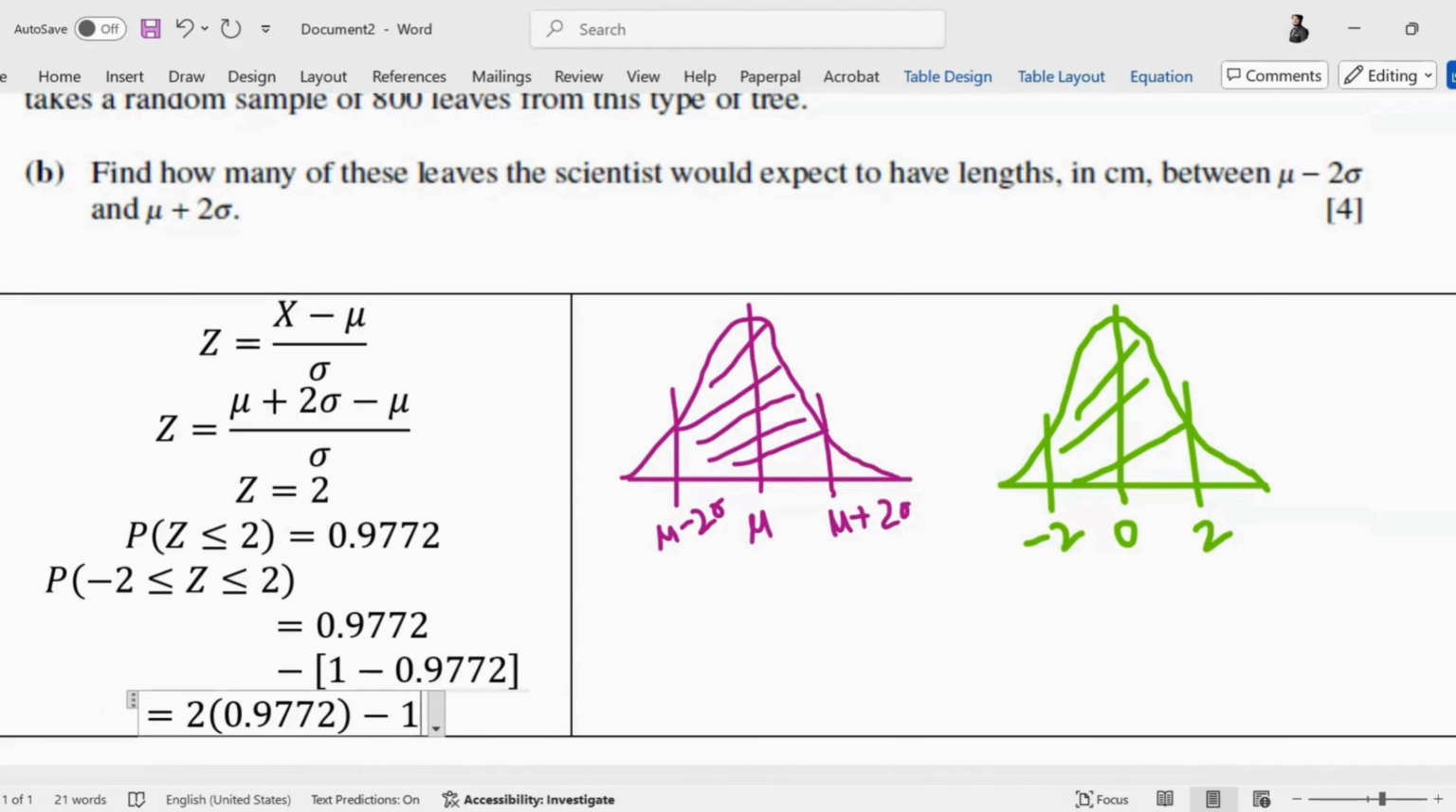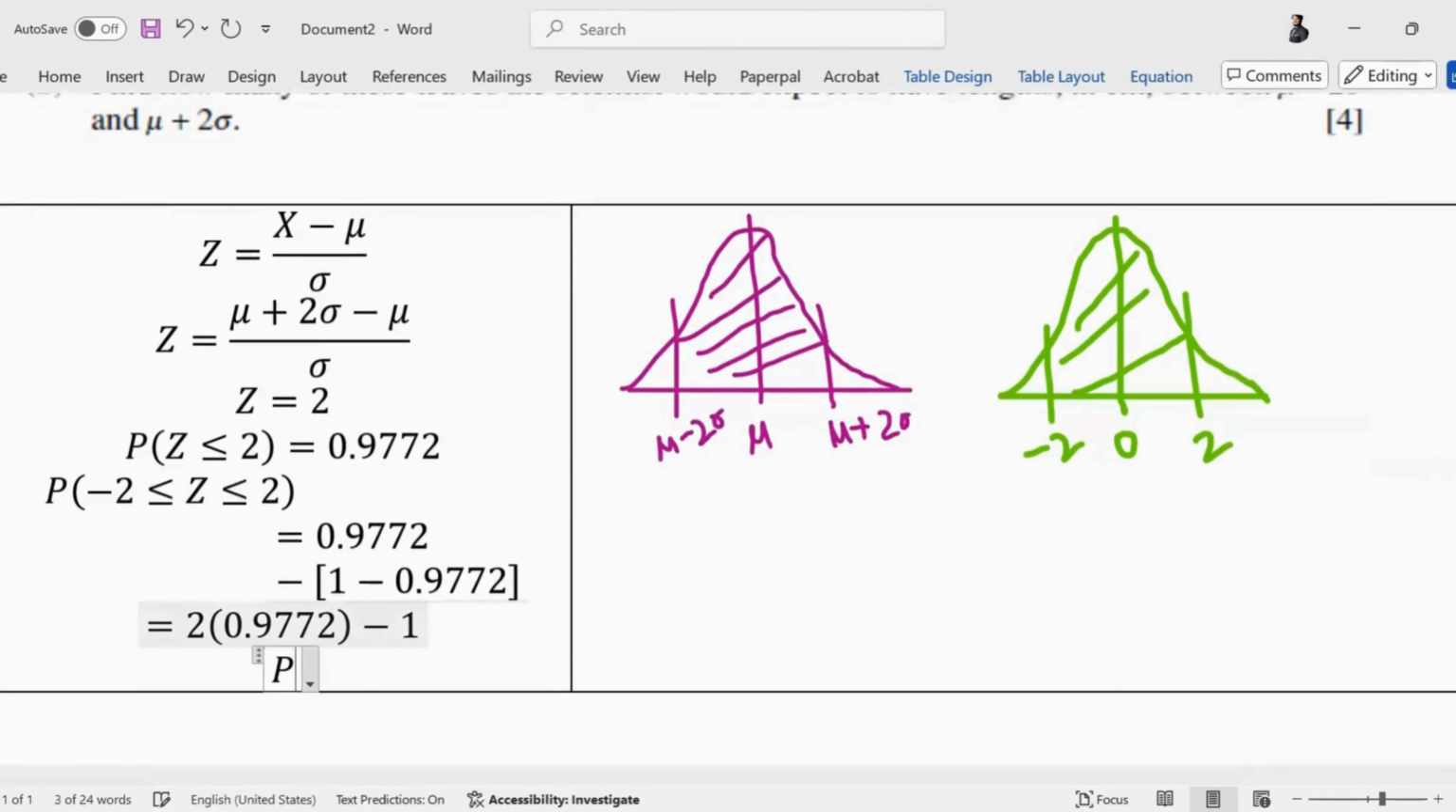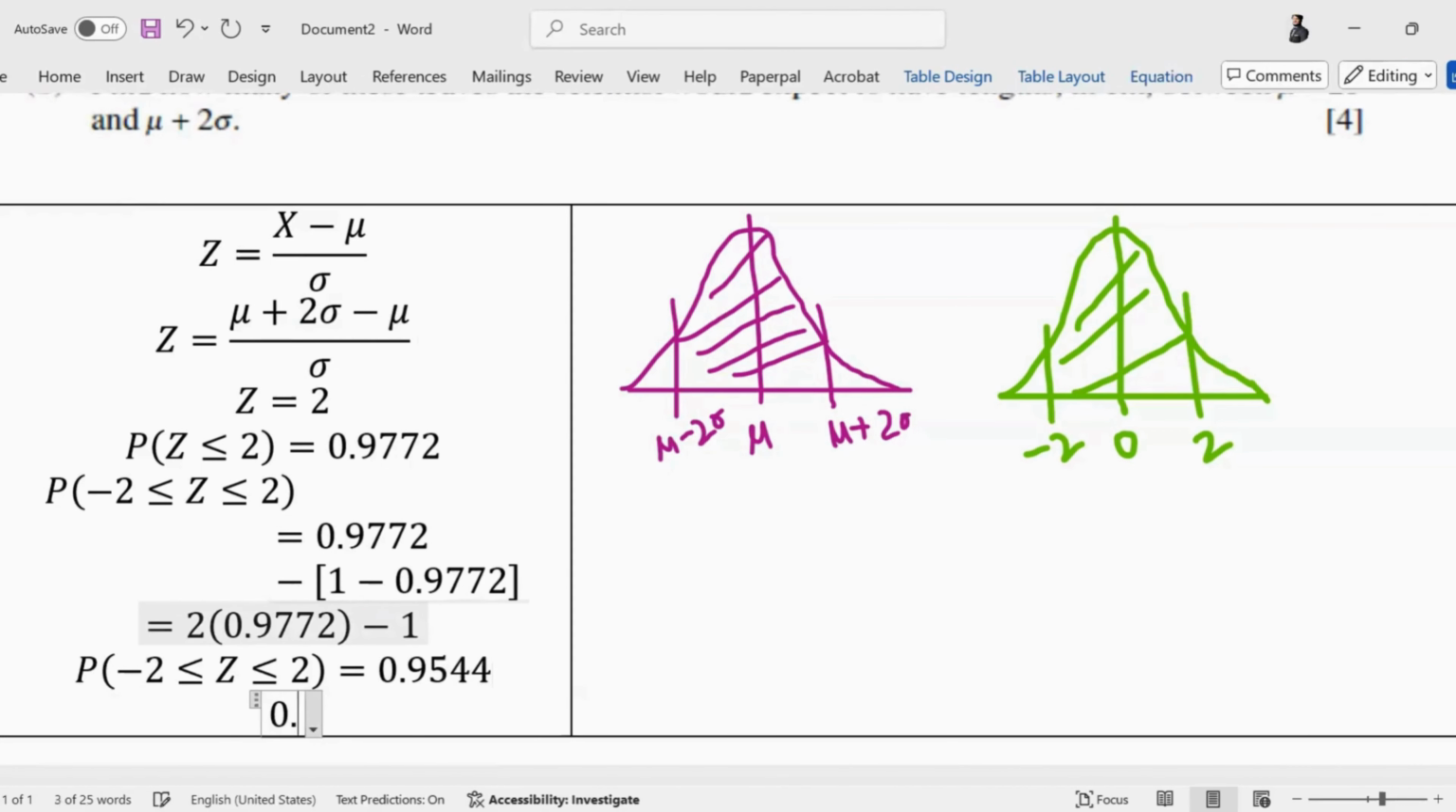So whenever if I ask you probability between 1 and minus 1, so 1 पे probability read करो, multiply that by 2 and subtract 1. So this is a quick short trick for you, or else you can go the long way as well. So yes, so the probability is 0.9544. But the question is not asking the probability. So 0.9544 favorable outcomes. X total outcomes were 800.